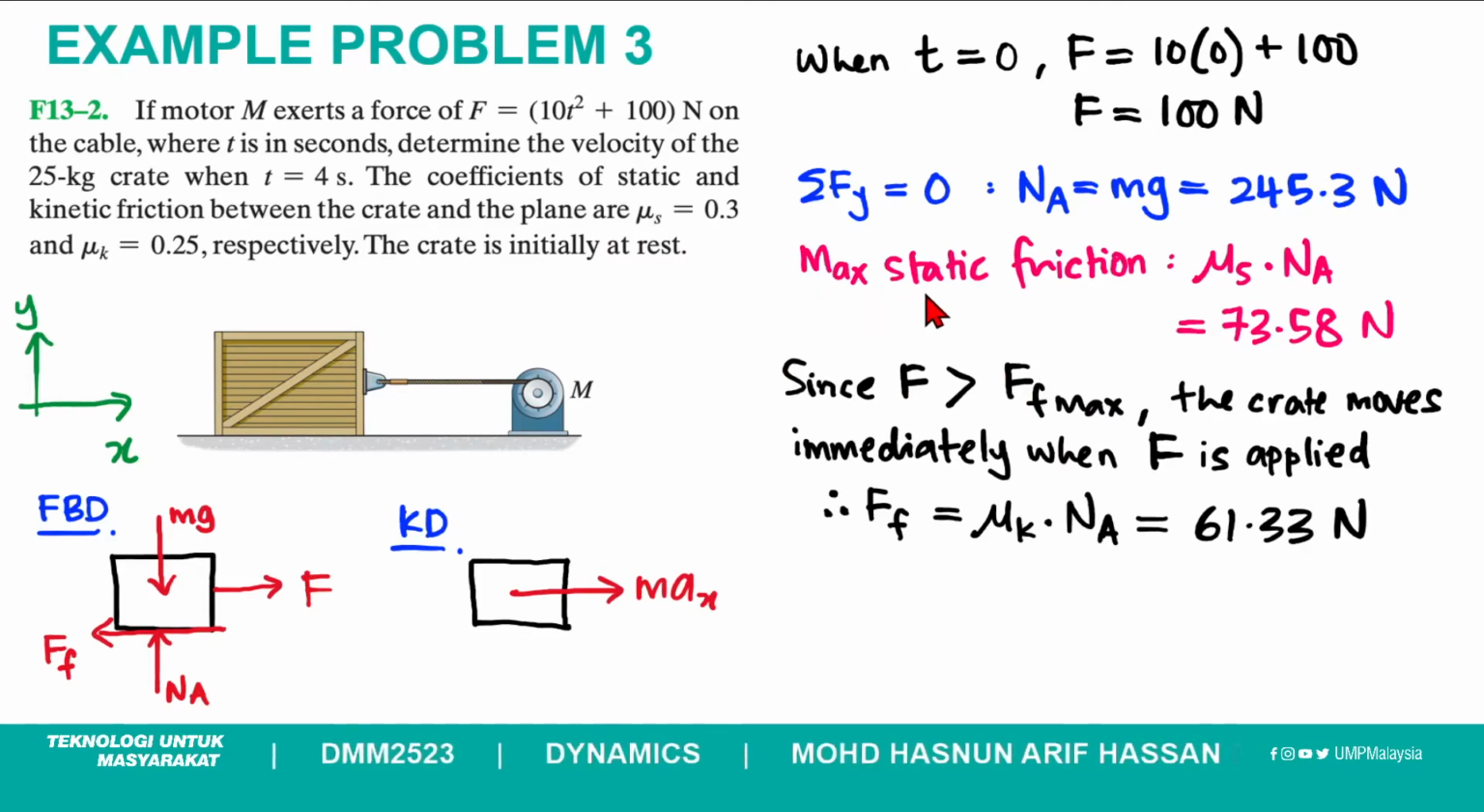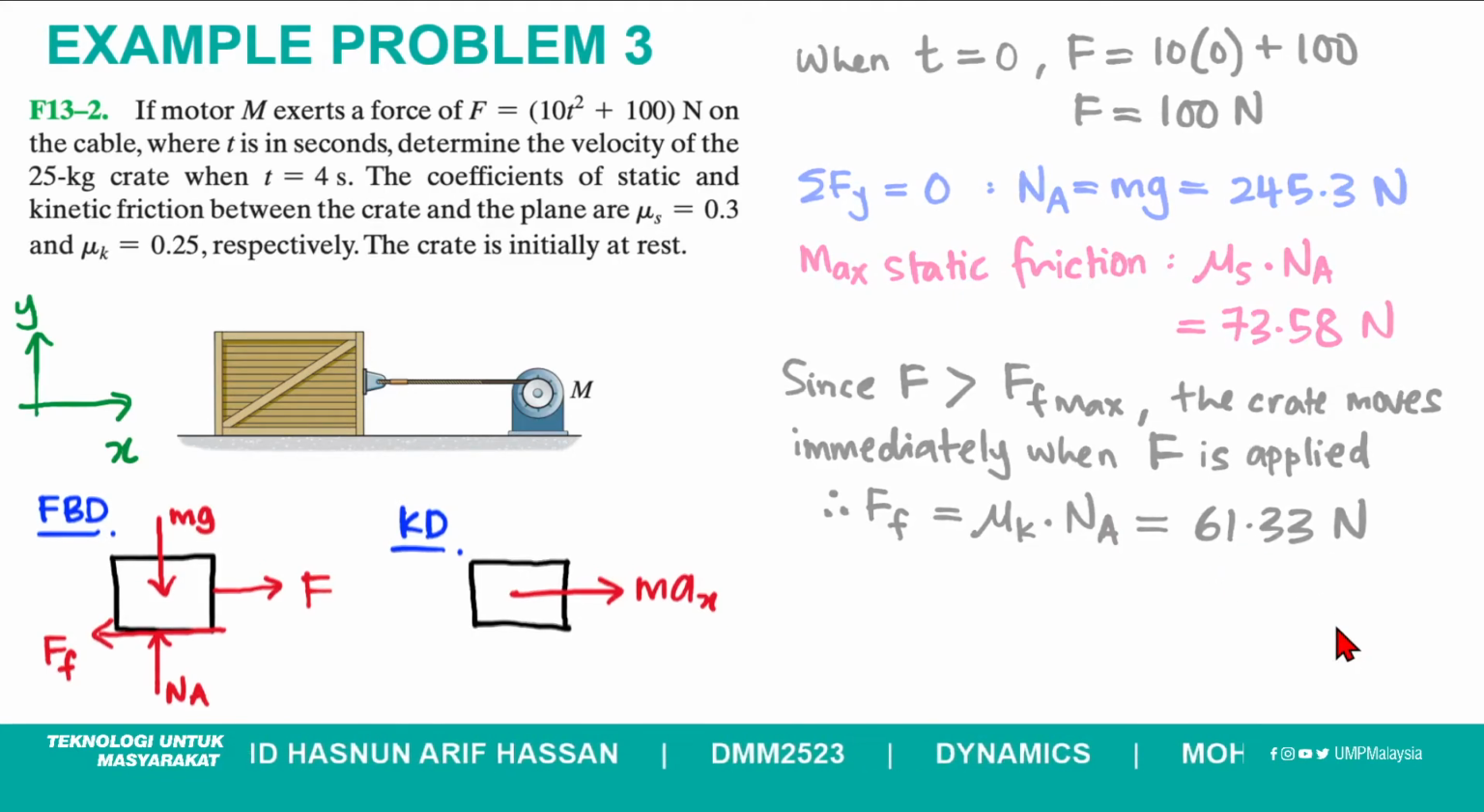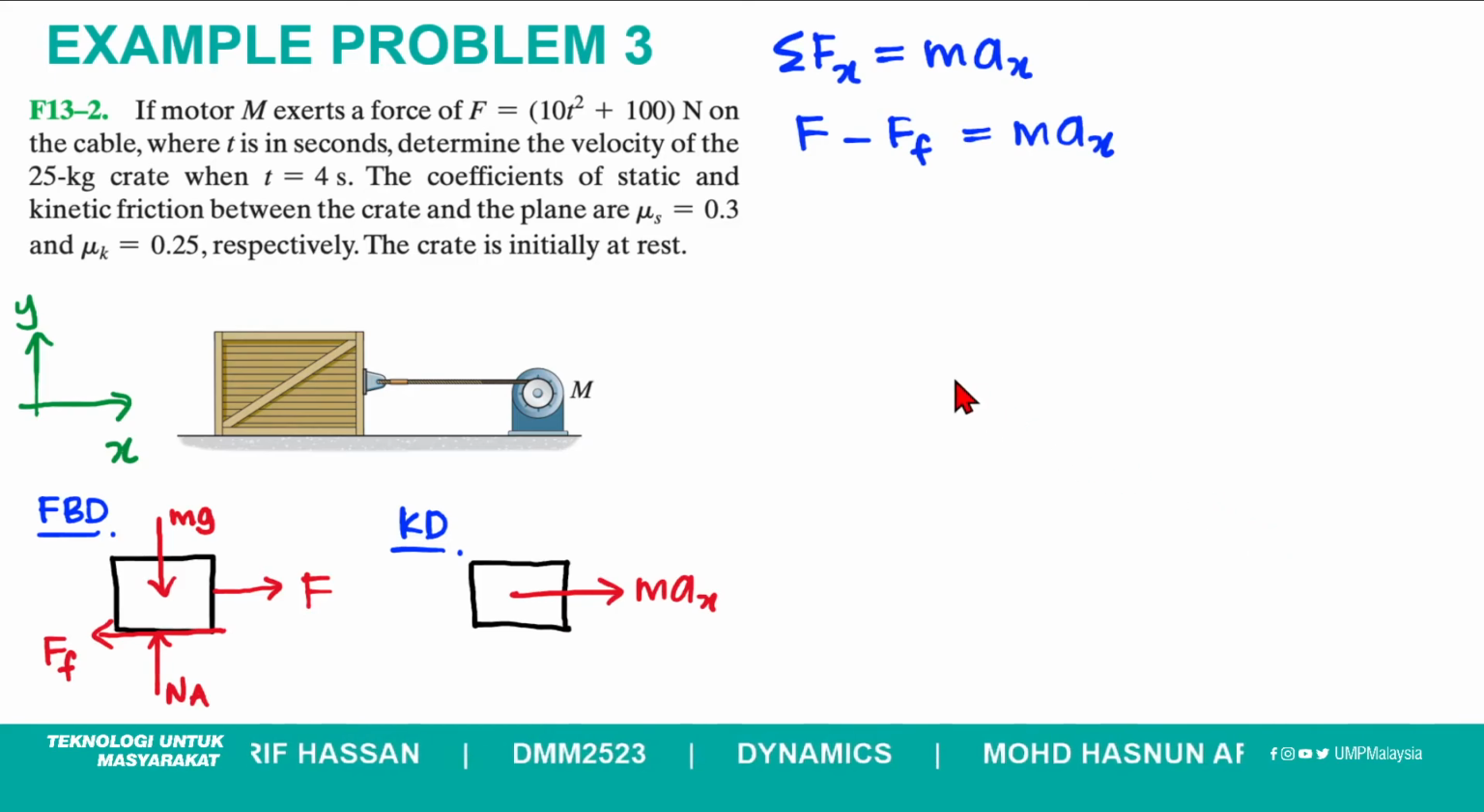You calculate the maximum static friction, you calculate the force, and you see that the force is larger than the maximum static friction, then you know that the crate moves immediately when the force F is applied. So we need to use mu k. Therefore, the friction is not mu s times NA, but it is mu k times NA, which is 61.33 Newton.